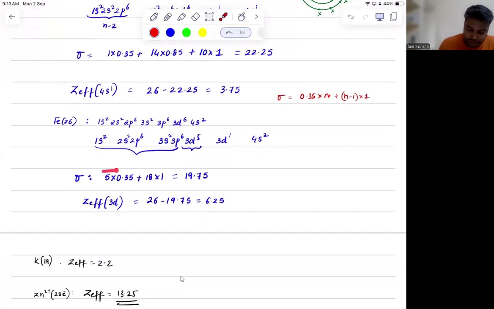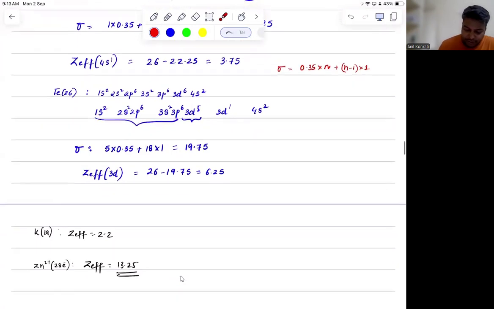So when it comes to screening factor, 3D has another 5 electrons plus everything which is n minus 1, n minus 2, everything which we have is a total of 18 electrons. That will give a screening factor of 19.75. All right. And therefore, now the Z effective will be equal to 26 minus this amount, which will give us 6.25. Everyone understood this point?